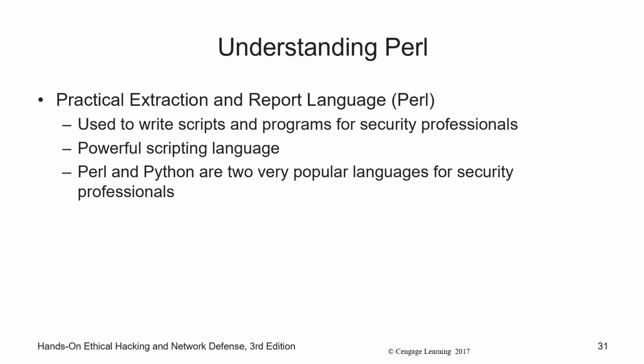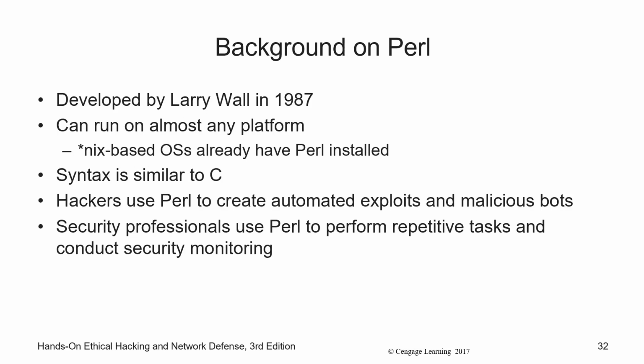Perl and Python are two very popular languages. I would say start with Python. It's a bit easier to learn. Perl was written by Larry Wall in '87. It's by default installed in Unix flavored operating systems. Syntax is similar to C. And, evil hackers use Perl.